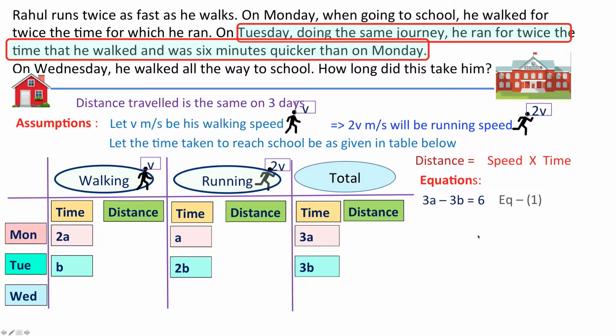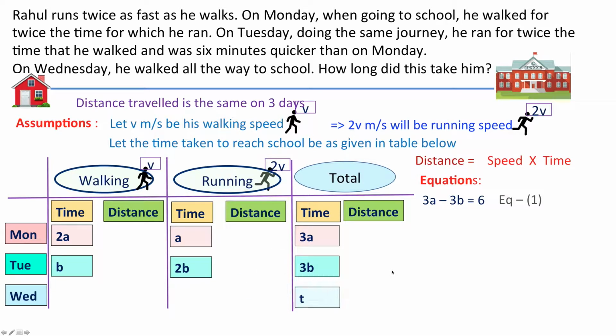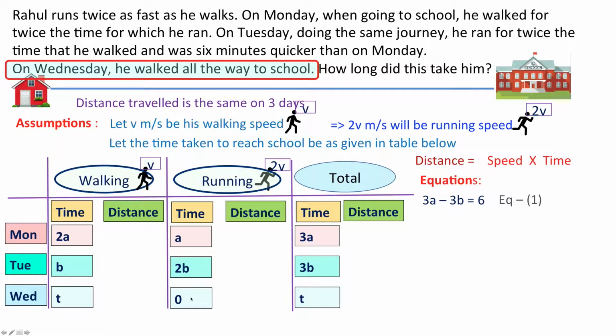Now finally, we'll come to Wednesday and we'll assume that the time taken on Wednesday is t. Why is it t? Because the information given here is that on Wednesday he walked all the way to school, which means he just walked for t minutes and he did not run at all. So the time for running is 0. He didn't run at all. So t plus 0 gives you t.